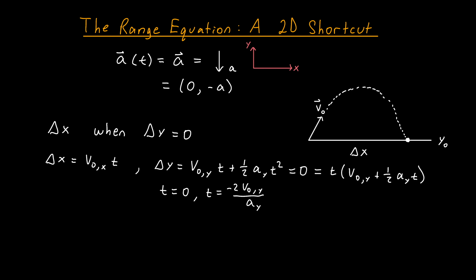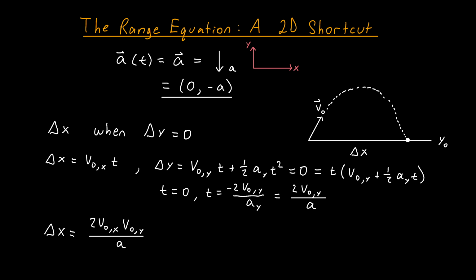And what we can do is actually plug in the fact that a_y is minus a from this equation way up here, right? That's just how we defined our acceleration. So that minus sign takes care of the minus sign we have right now, and so our time is equal to 2 v0y over the magnitude of the acceleration, a. So as I promised, we can plug this back into delta x, and what we find is that delta x is equal to 2 v0x v0y divided by the magnitude of the acceleration.